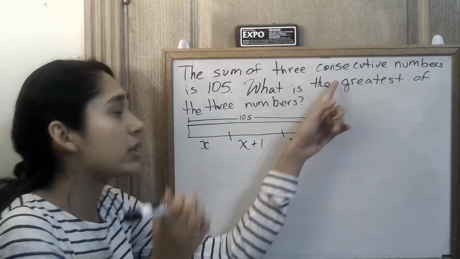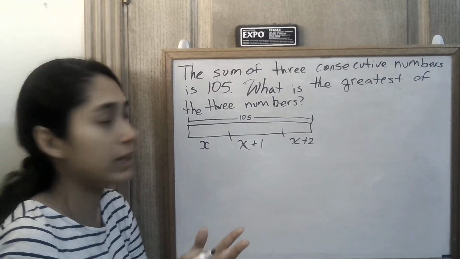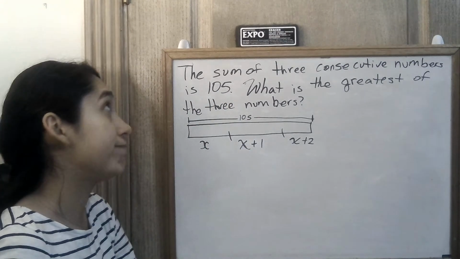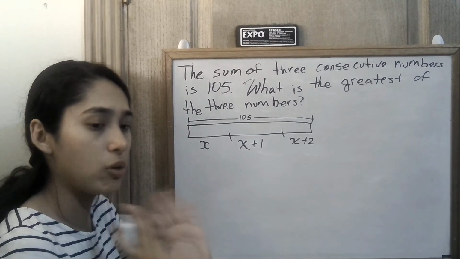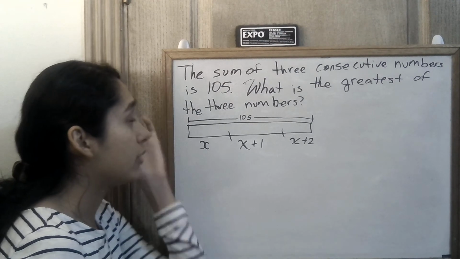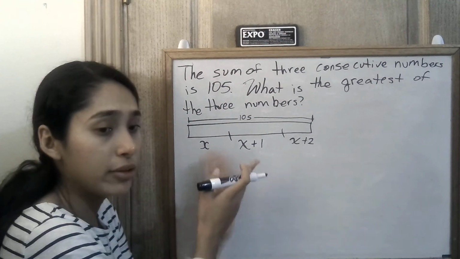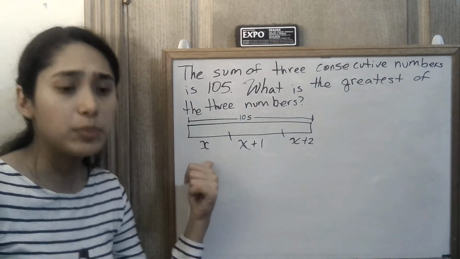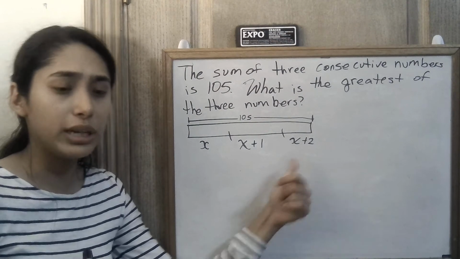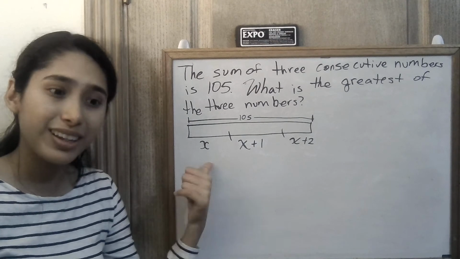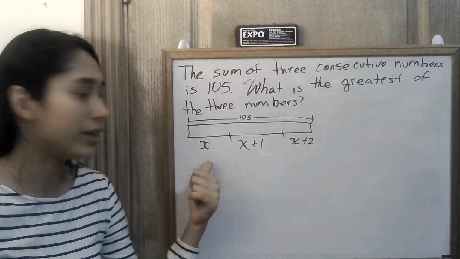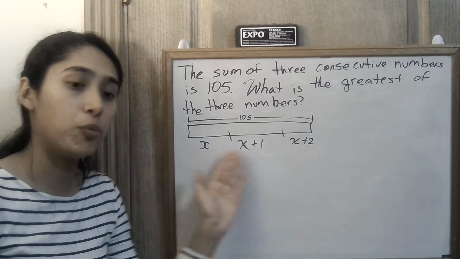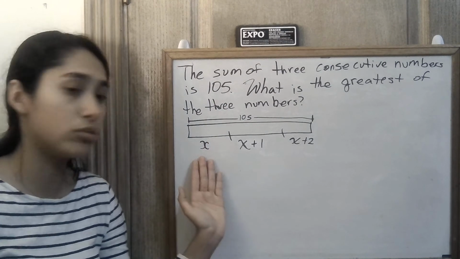I'm going to go with consecutive because 1 plus 2 plus 3 goes on. I'm not talking about even or odd, I'm just going with what's consecutive. And it's talking about the sum, so if I put them all together, this will equal 105. Some of you may be wondering, why was it not x plus 1, x plus 2, x plus 3? You have to start off from 0 here. This is x, this is one value, and then we add 1 to this. So this is the original.